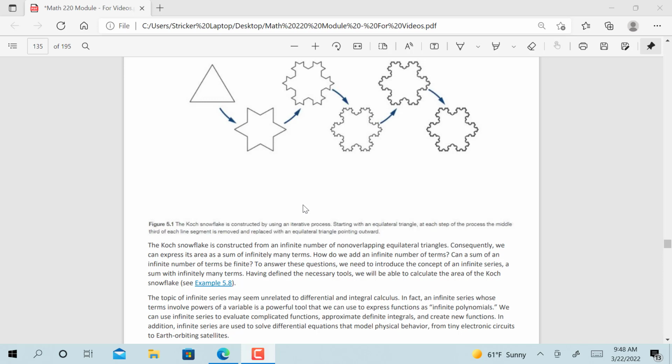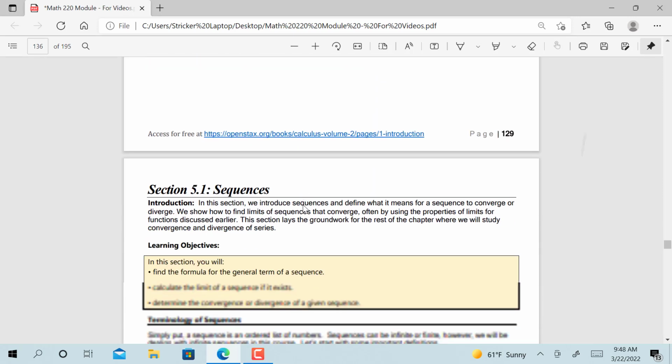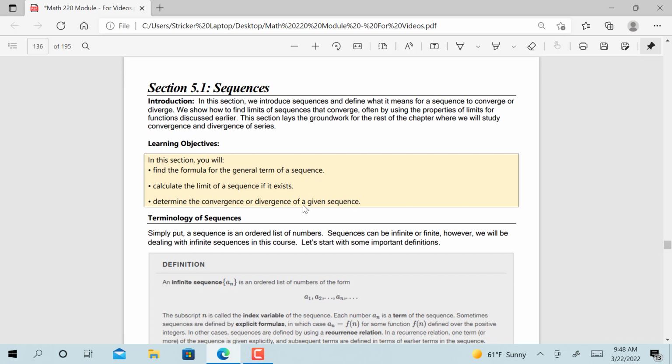There are all kinds of applications we can do with this. In fact, if you ever get to differential equations, we can use infinite series to model different types of physical behavior, from tiny electronic circuits to Earth-orbiting satellites. So let's jump into section 5.1. Again, this is called sequences. In this very first video, we're just going to get into the basics of what a sequence is. And then in the next video, we'll start to talk about how to find the limit of a sequence.